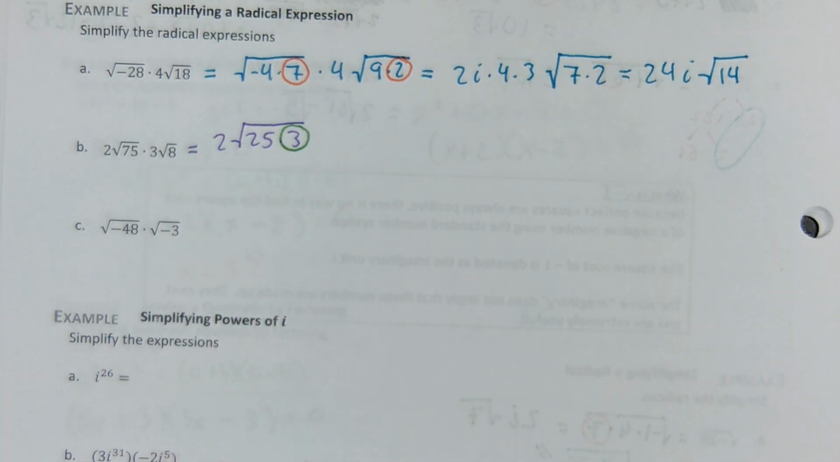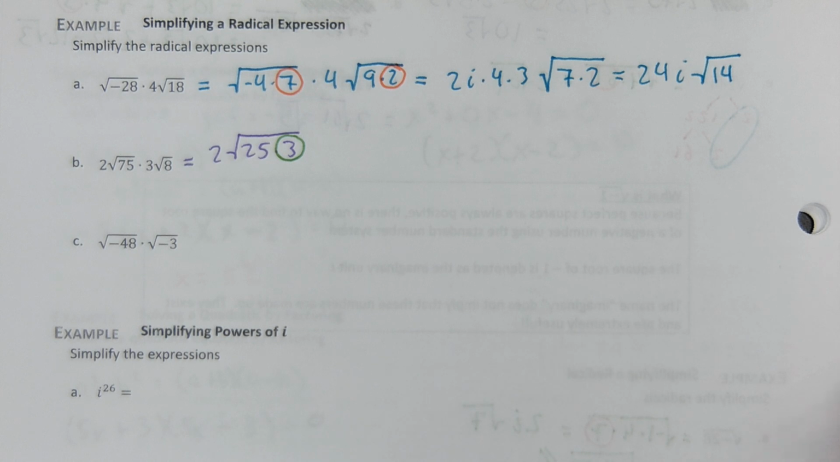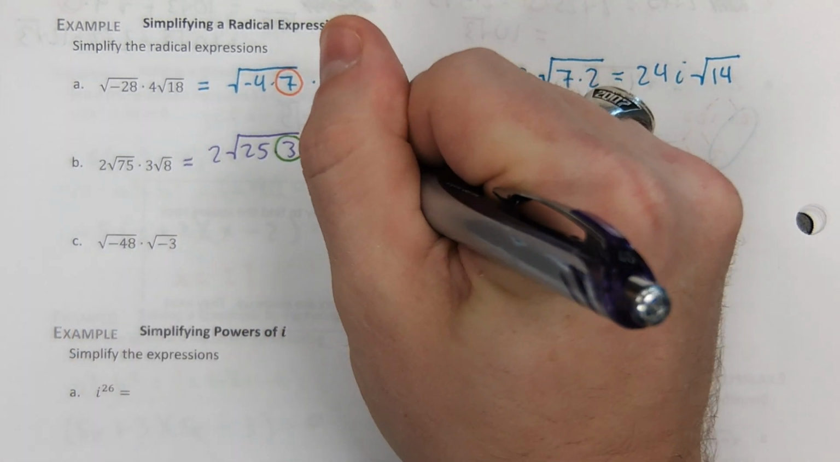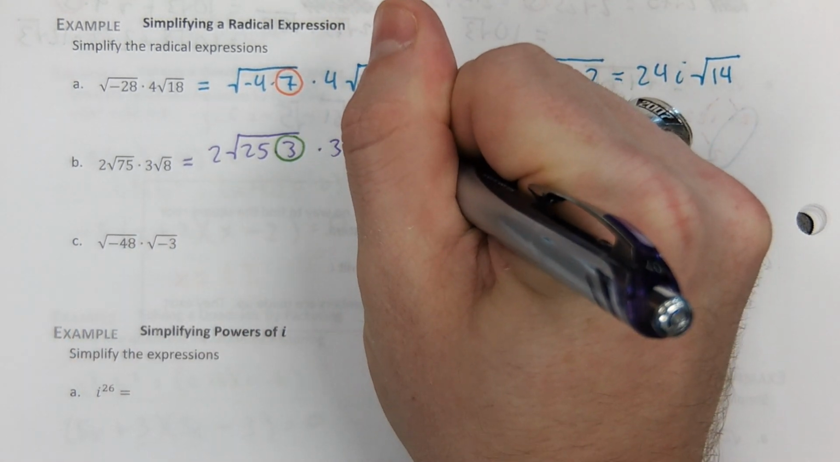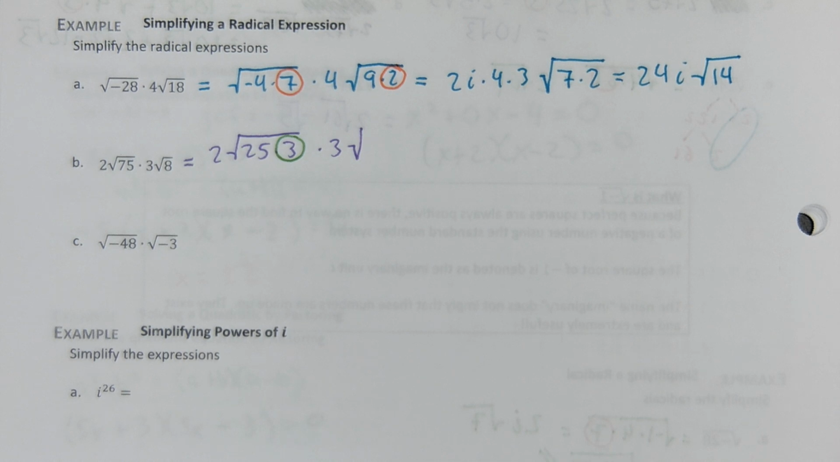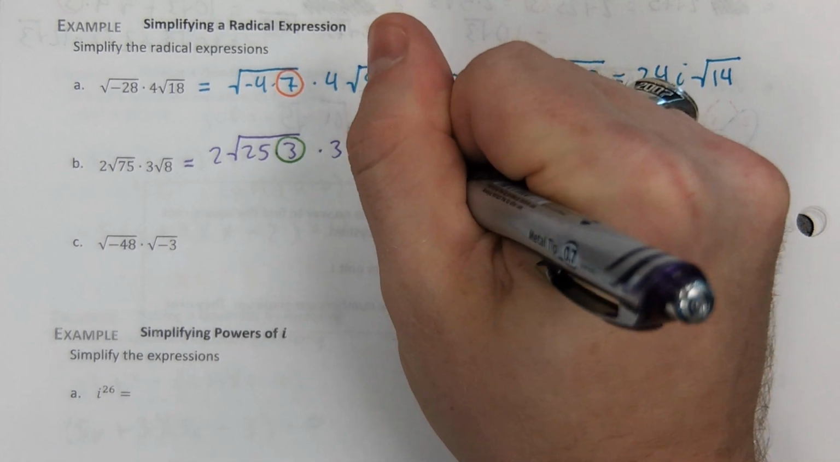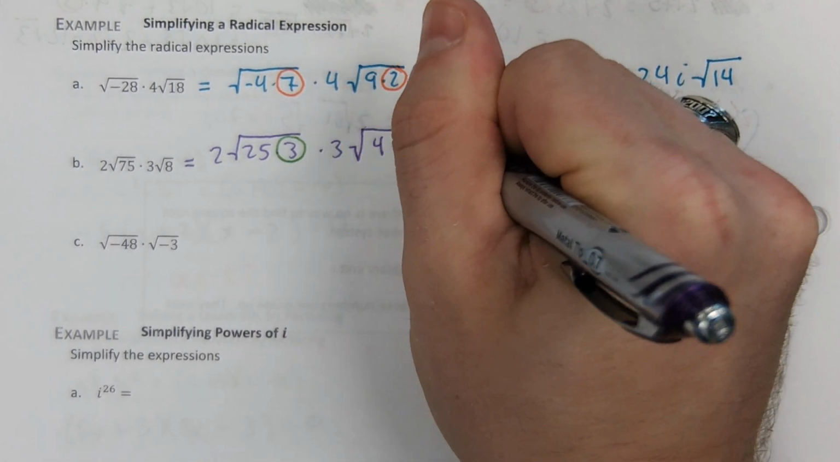Do you have to do this whole circling thing? No. I'm just doing it to show you. Because it helped when I was an Algebra 1 teacher, so why not do it now in Algebra 2? The 3 is already outside, and 8 is also not a perfect square. The only perfect square, other than 1, 1 never counts, that we can divide 8 by is 4. And 4 happens to go in 2 times.